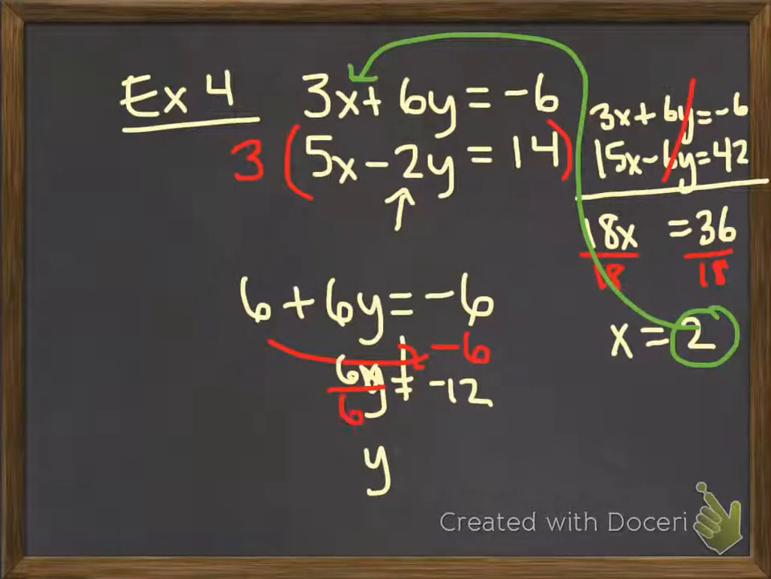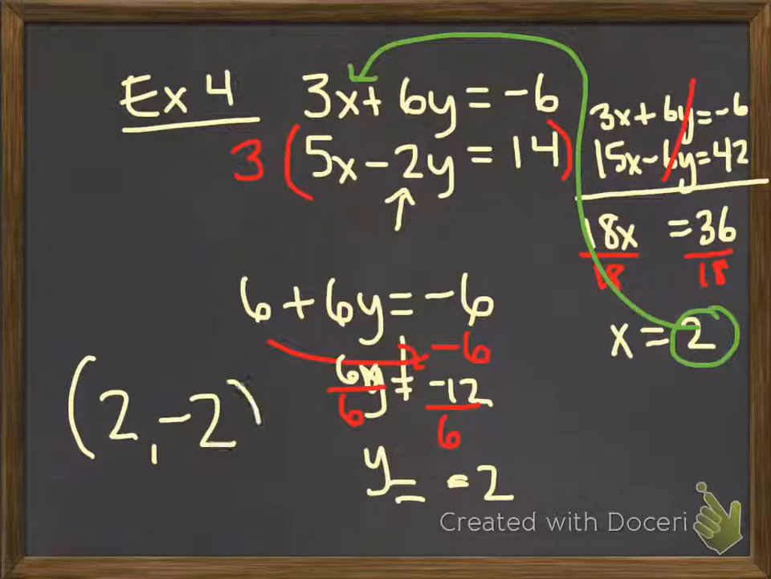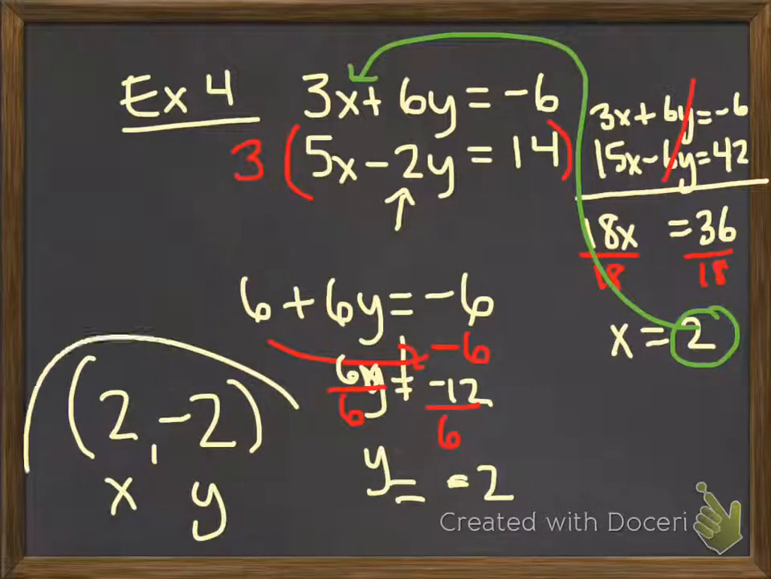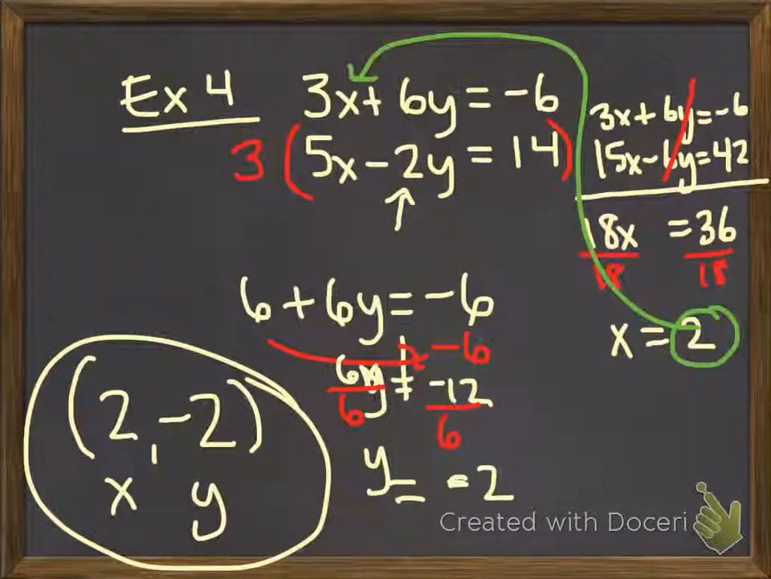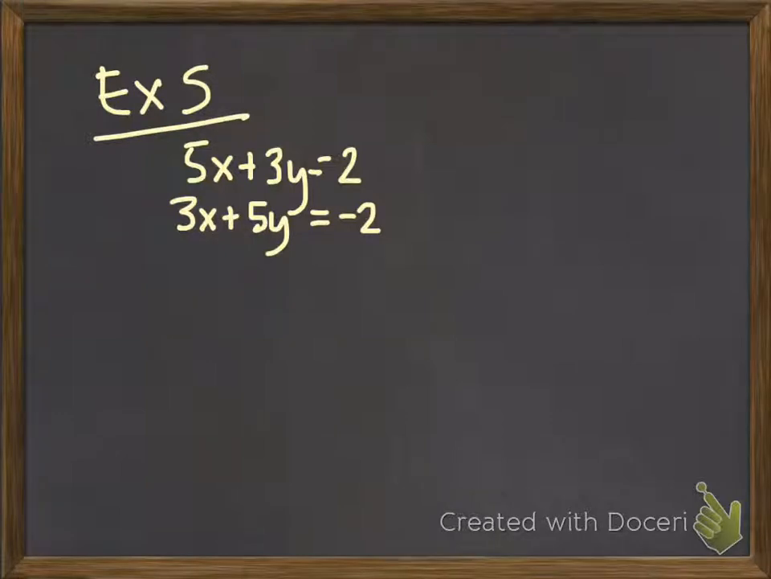Oh, this problem is flustering me a little bit. Okay, negative 12 divided by 6 is negative 2. So my y coordinate's negative 2. So the point of intersection is at 2, negative 2. This is the x, this is the y. Alright.